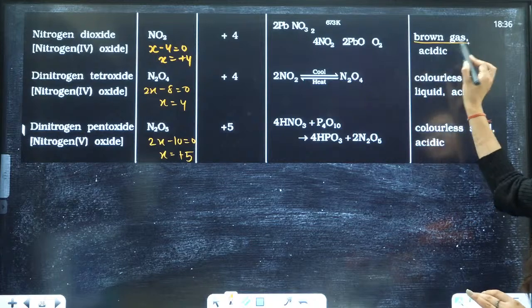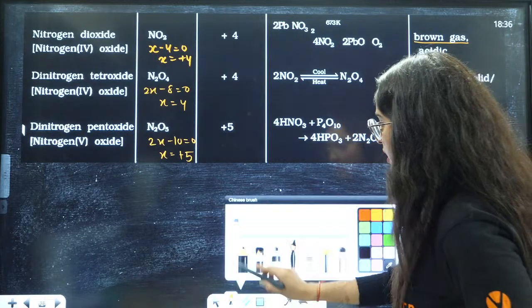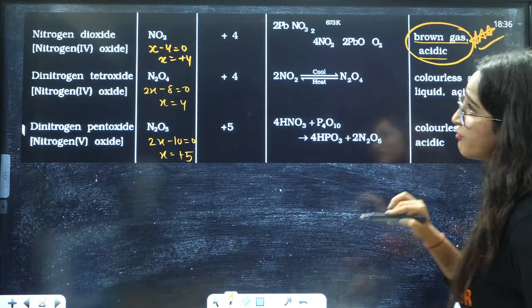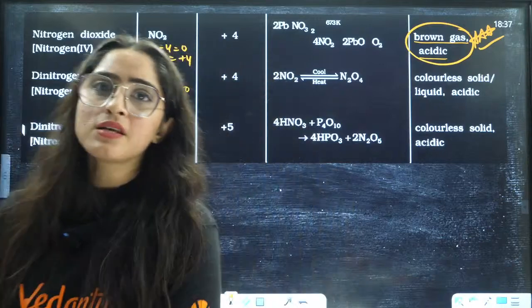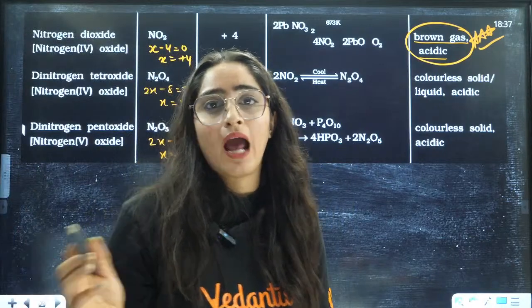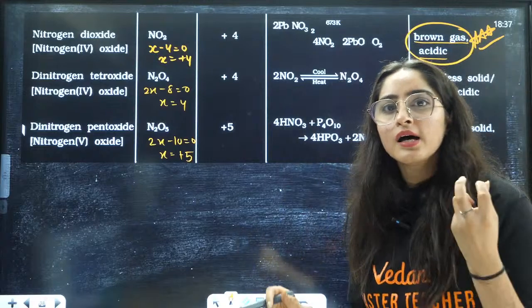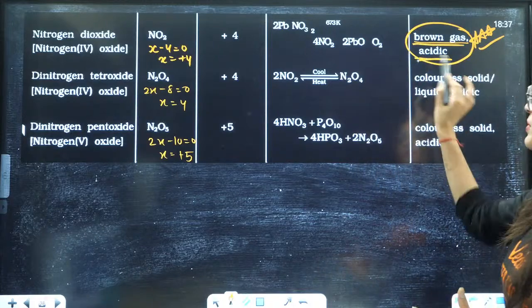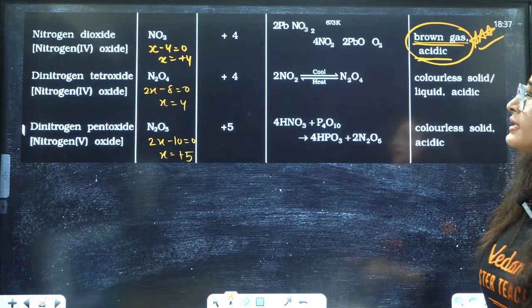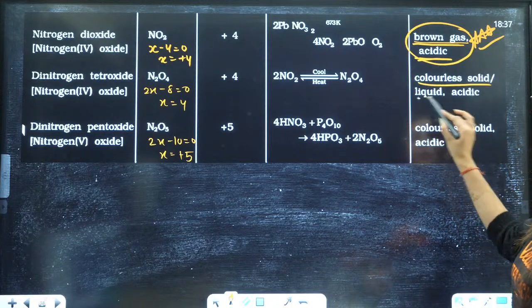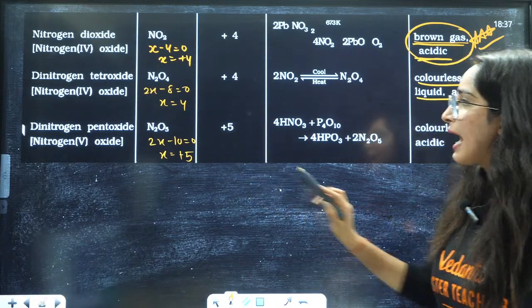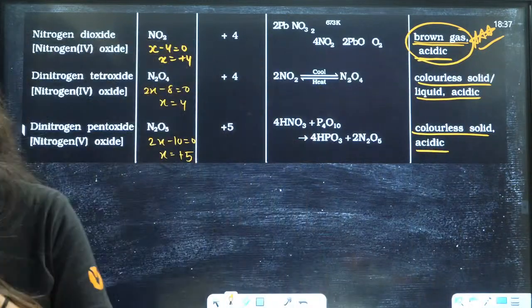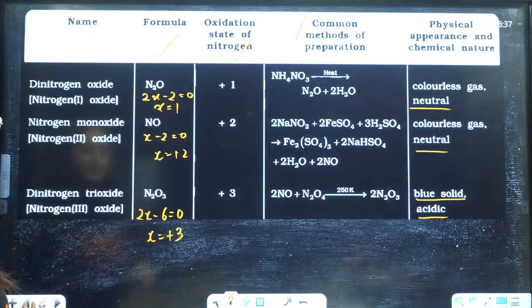Just remember NO2 is a brown gas and this is a very important gas. Why is nitrogen dioxide important? Because in practical chemistry, in the identification of salts in salt analysis, there are some reactions where the identification depends on this brown NO2 gas. Then you have N2O4, which is a colorless liquid, acidic. Then dinitrogen pentoxide is a colorless solid, which is acidic in nature.